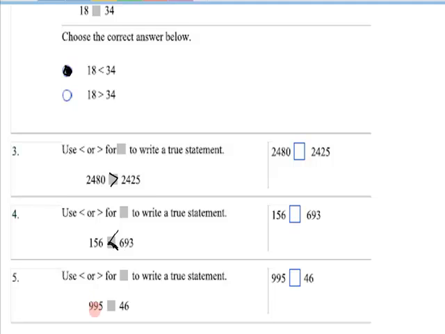And finally, 995 compared to 46. Well, 995 is bigger than 46. It's greater than, opens toward the big number.